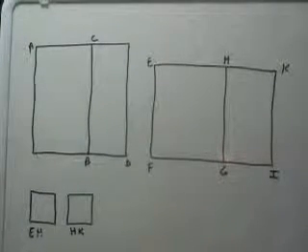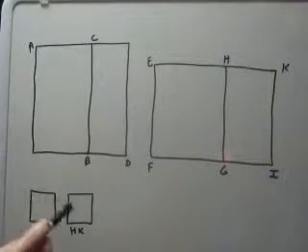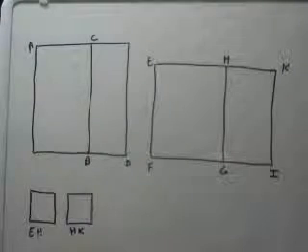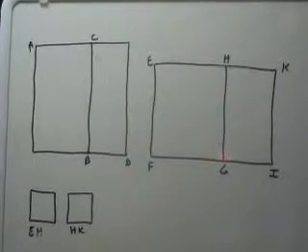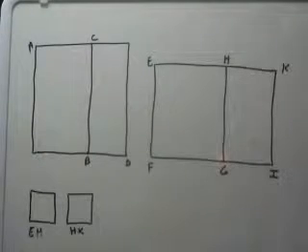So let me read this again. The square then on EH is greater than the square on HK, either by the square on a straight line commensurable in length with EH, or by the square on a straight line incommensurable with it. First, let the square on EH be greater than the square on HK by the square on a straight line commensurable with itself.